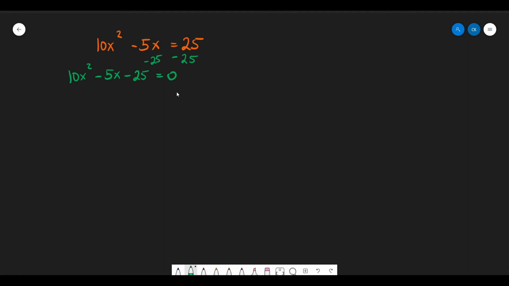Now, let me be very clear here, guys. You have to put it in this order. You can't put the negative 25 first and act like that's a. Okay? The a is the coefficient of the x squared. The b is the coefficient of the x. The c is the constant, or the number by itself. If you rewrite this in a different order, you're going to confuse yourself as to what is a, what is b, and what is c.